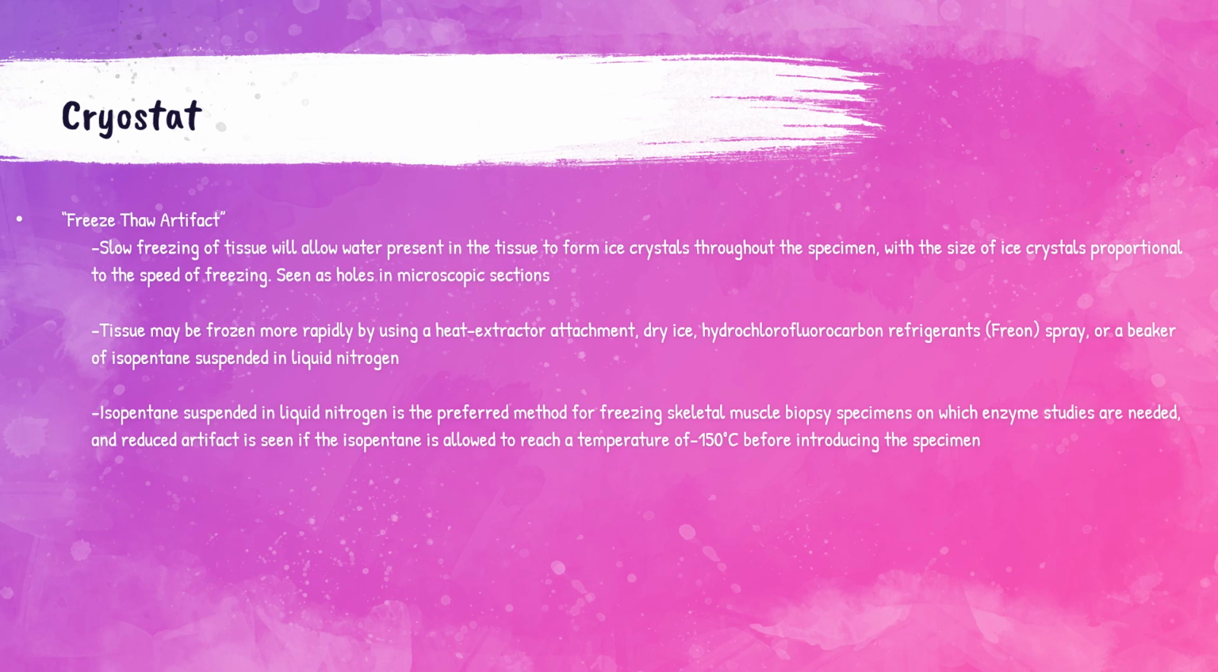These ice crystals cause holes when viewing the sections under the microscope. Tissues can be frozen quicker by using either a heat extractor attachment, dry ice, Freon spray, or isopentane that is suspended in liquid nitrogen. This helps to prevent this ice crystal formation from happening. For skeletal muscle tissue biopsy specimens, cooling by the isopentane that's suspended in liquid nitrogen is the preferred method.